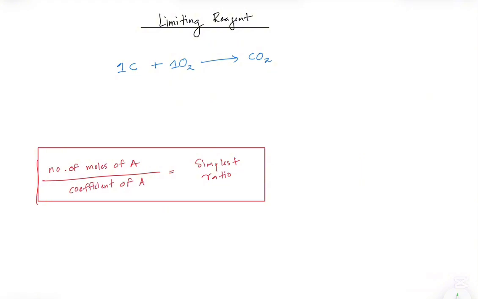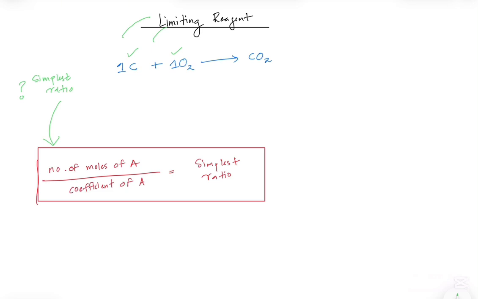Now here I'm going to see out of these two reactants which reactant is going to act as the limiting reagent, completely used up in the reaction mixture. To find that, first of all, I need to know the simplest ratio. This is the equation to find the simplest ratio.